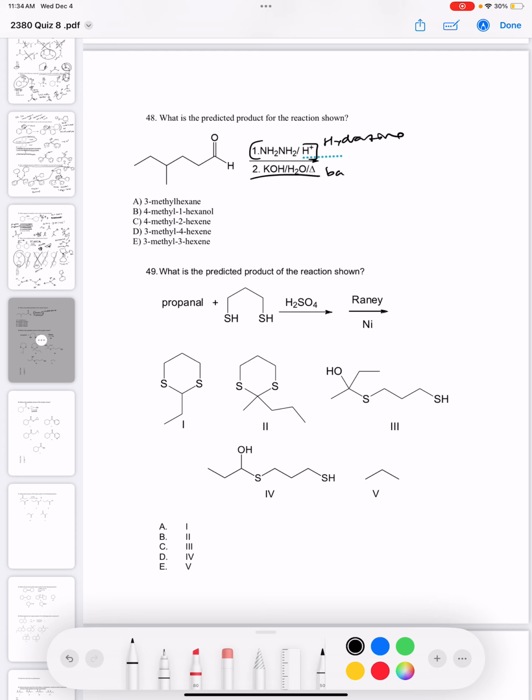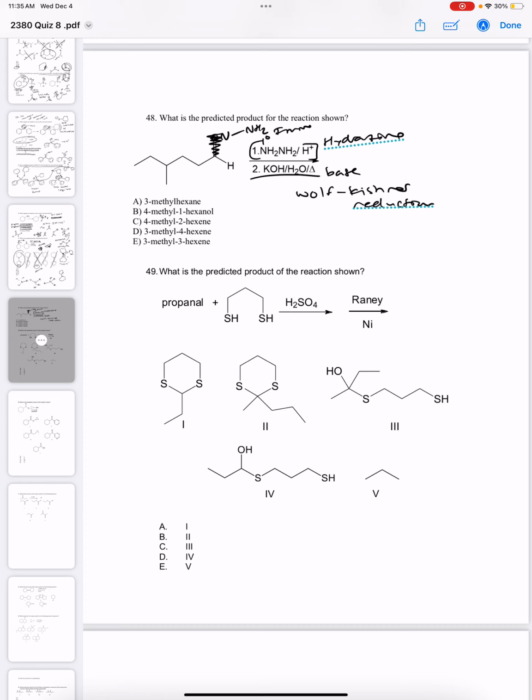Especially when it's followed by a base, I know that this is a Wolff-Kishner reduction. Basically, what happens is you get this, just a primary amine. So this replaces with the nitrogen, and it's still bonded to the NH2. So you get the amine, and then when you react that with the base, it just completely eliminates this.